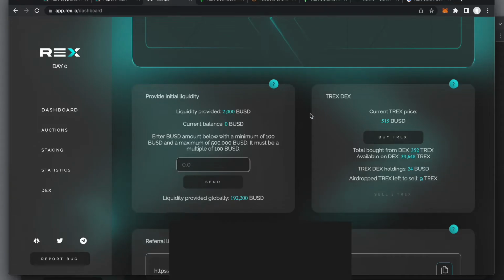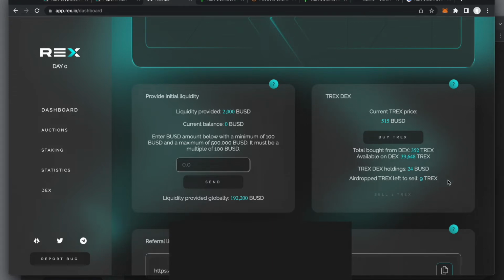Once your wallet is connected, and you should always double check that the correct wallet is connected, this part of the dashboard shows me how much a TREX would be if I wanted to buy it right now. There's a little buy button if I wanted to buy one. It shows me how many airdropped TREX I have left that I could sell.